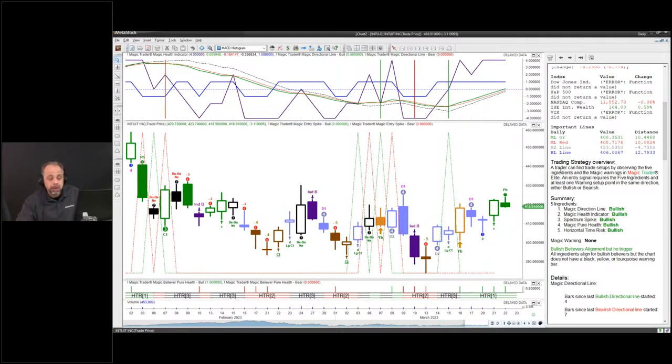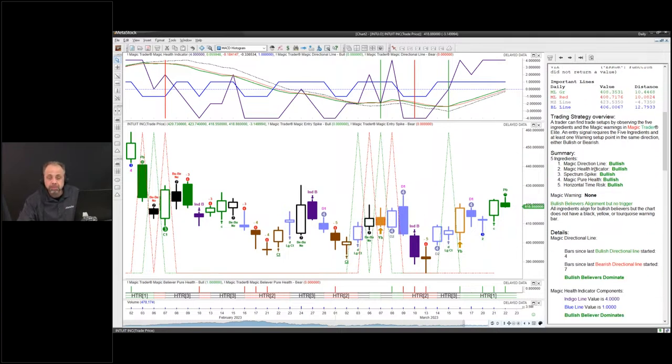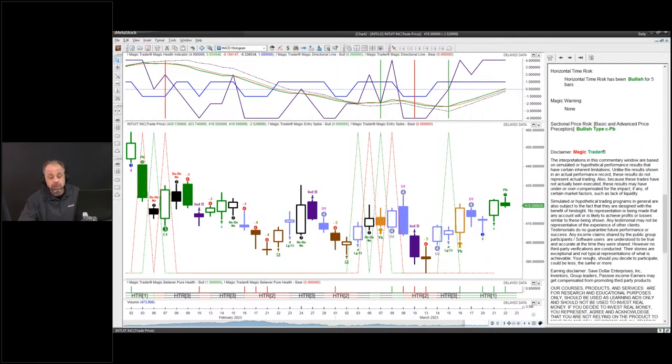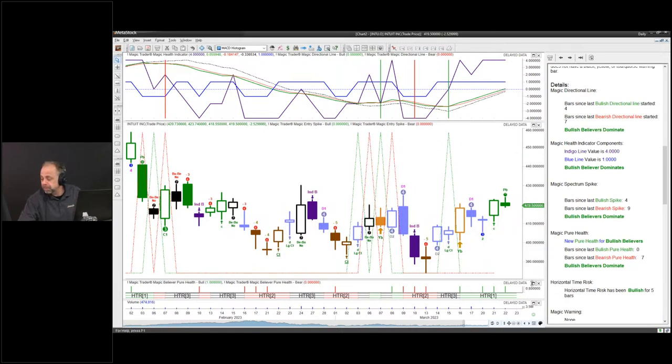So right here, there's your trading strategy overview. It gives you a little bit of information about the system in general. I usually like the commentaries that I write, but Peter wrote this and he did a really, really good job, better than I would have. Right here, you can see all of the ingredients, written in a kind of dashboard view. You can see the magic direction line is bullish. The health indicator is bullish. It's all just spelled out for you. I don't need to read it. You can read it, and you can come down here for more details. It breaks everything down for you. Peter, you did a great job with this. I absolutely love it. Thank you.